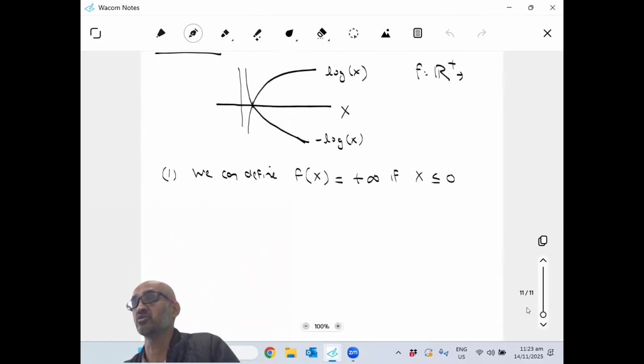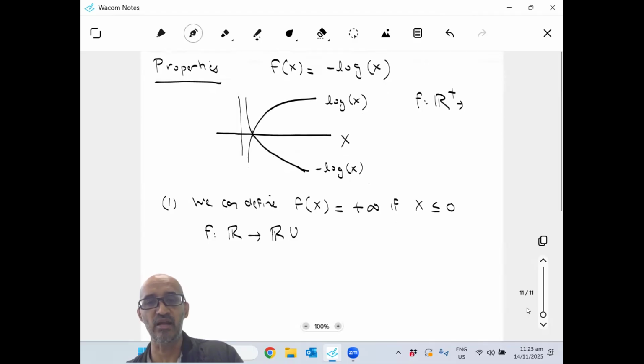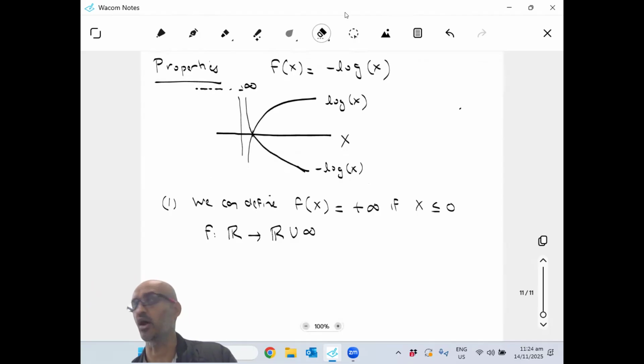So I'm trying to minimize this function. What happens is the corresponding function is now defined from all real numbers to R union plus infinity. So this is like plus infinity all the way out. I've defined f on the entire R now. It's plus infinity here, and then it decreases.